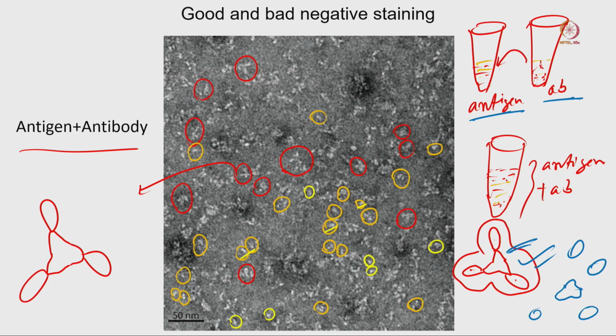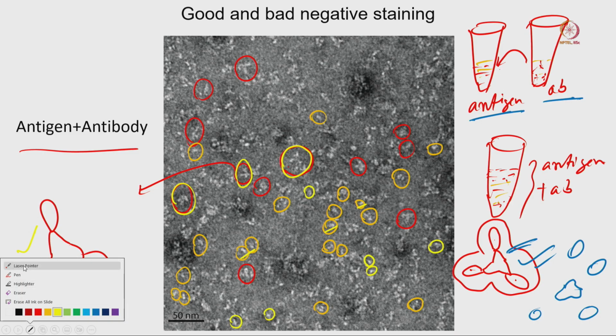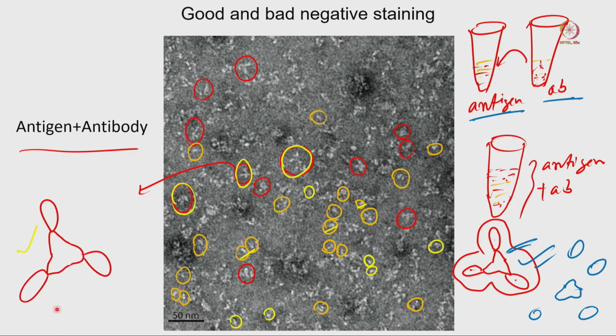So in this particular image, we just mixed both the samples together, and we are expecting that it is forming this kind of complex, and definitely it is forming this kind of complex, and this complex we can see at the right side here. Those complexes are represented here. But at the same time there are a lot of free antigens and antibodies. Those molecules we highlighted with either an orange circle or a yellow circle.